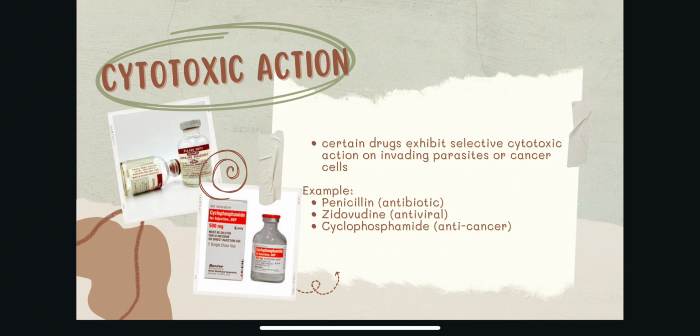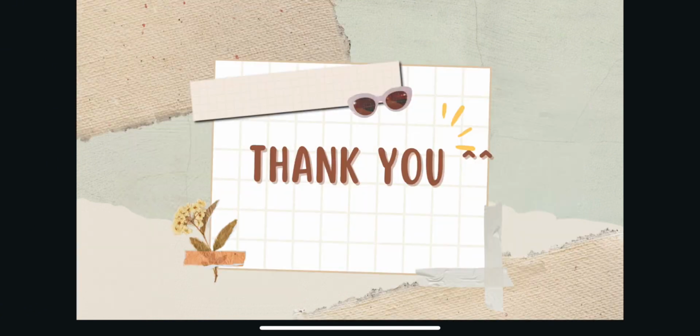Cytotoxic drugs work by selectively attacking and destroying harmful cells such as parasites or cancer cells. For example, penicillin, an antibiotic, targets bacterial cells. Next, zidovudine, an antiviral, acts against viruses like HIV. Lastly, cyclophosphamide, an anti-cancer drug, destroys cancer cells by damaging their DNA.